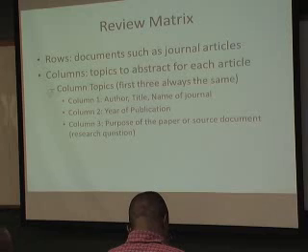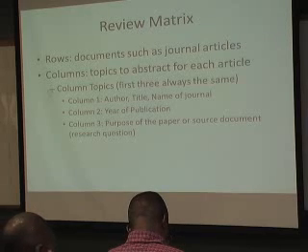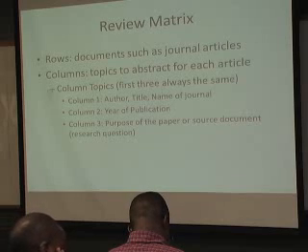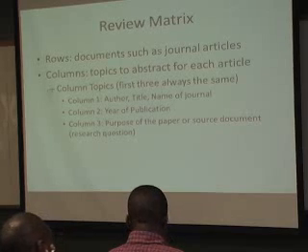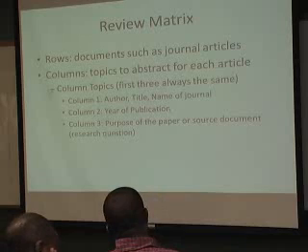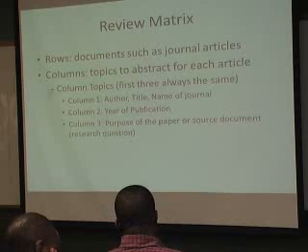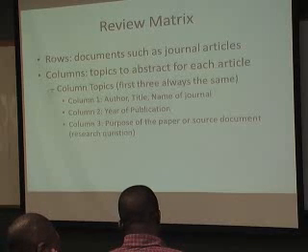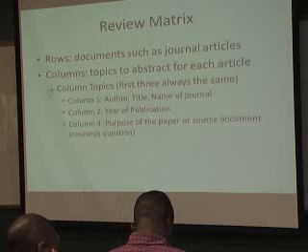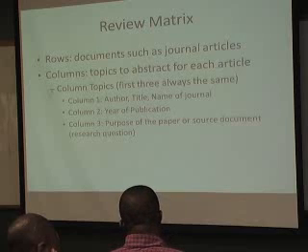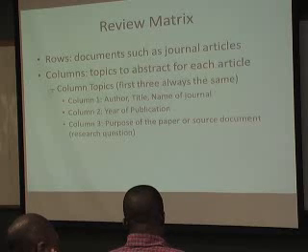So you want to have every row be its own journal article or document, and every column be the topics that you want to abstract from that, what you want to get out of that article. The first column, as I said, is always the author, the title, and the name of the journal. The second column is the year of publication, so that you can sort these or limit easily, or just look for things that are more recent or earlier if you want.